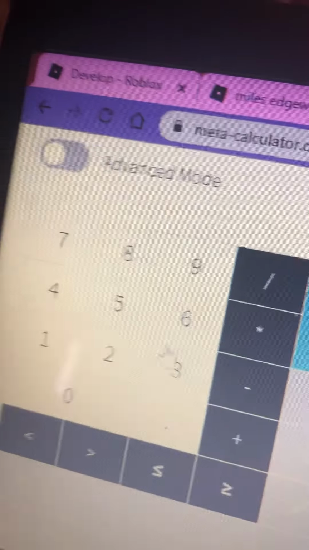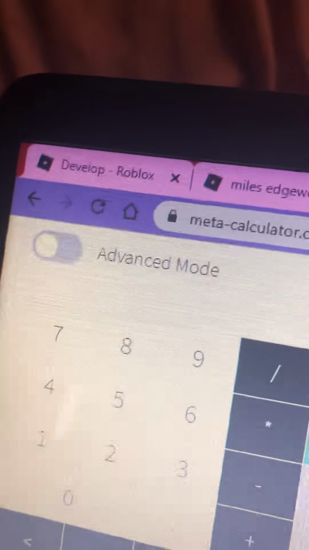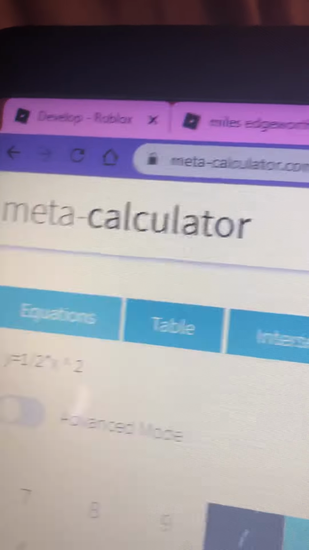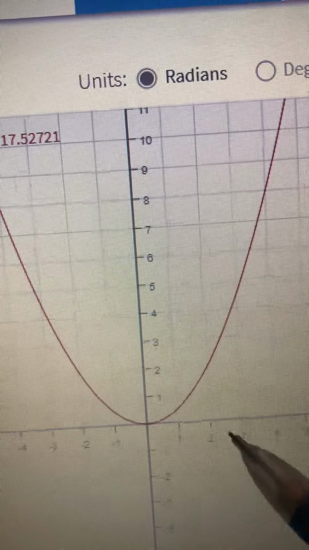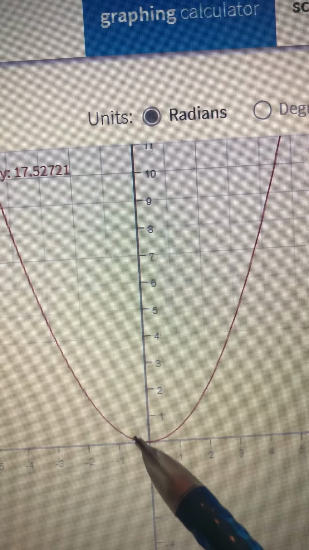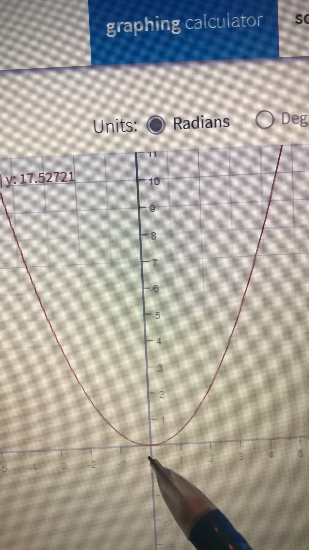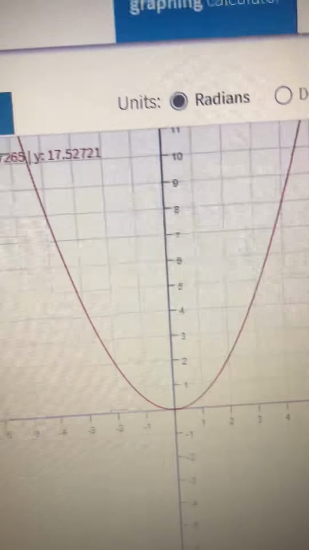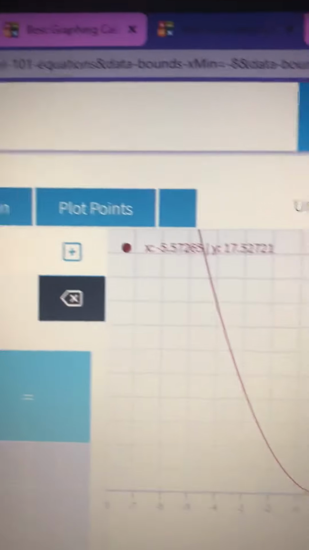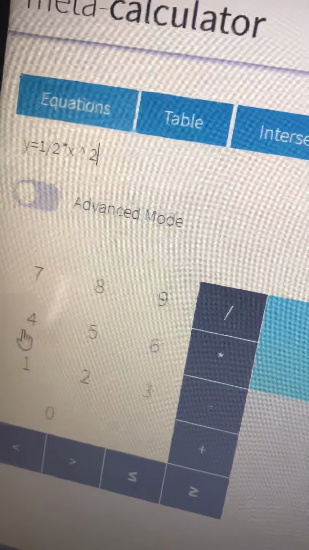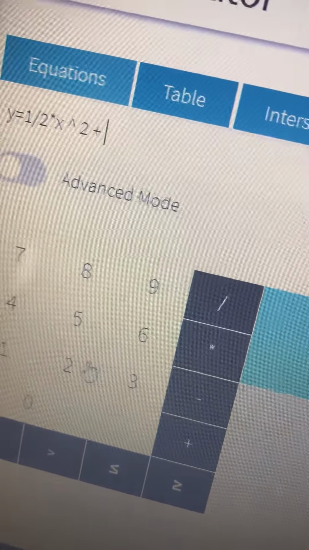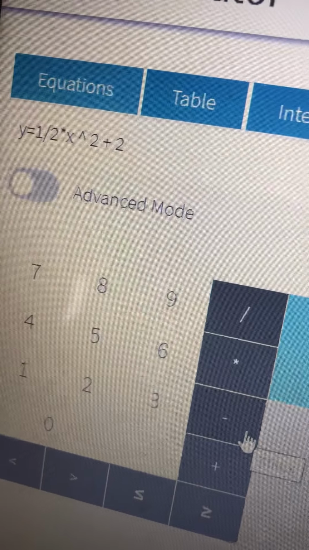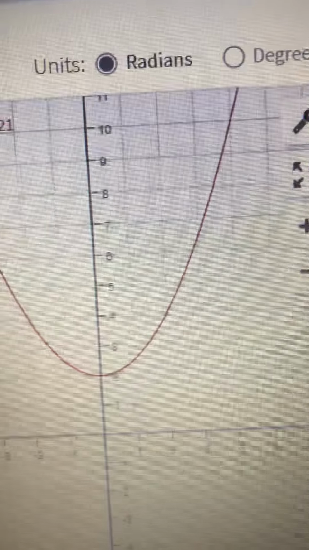So if I felt like getting rid of that 2, if I just did this and graphed it, this is now 1/2 x to the second power. It moved down 2 blocks, and now the y-intercept is at 0, 0. This is the origin, right? So we are adding that plus 2 back because we're going to work with the plus 2. Okay? So this is our graph.